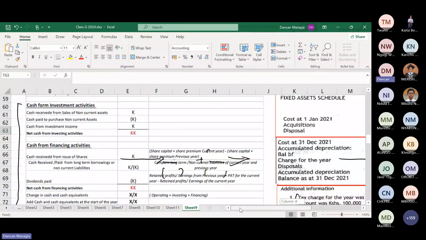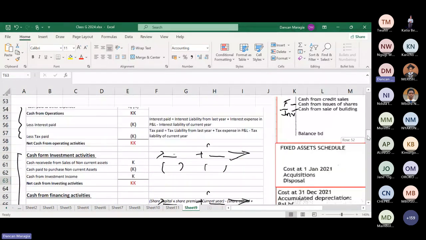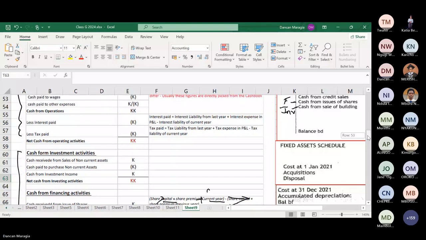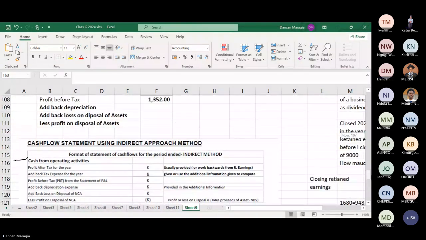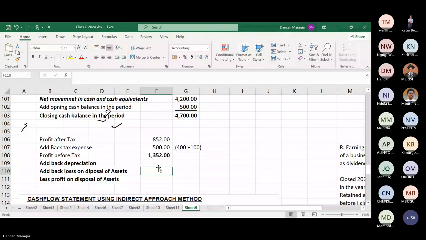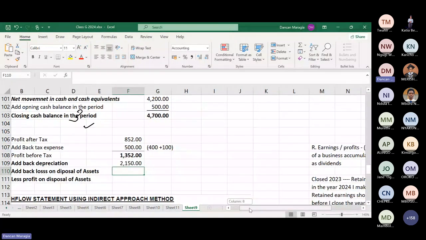But again, when I will be looking at the second question, probably we're going to detail on how the T accounts for assets, especially when you are not given those figures. How could you get them? It's 2150. Add back loss on disposal of assets.